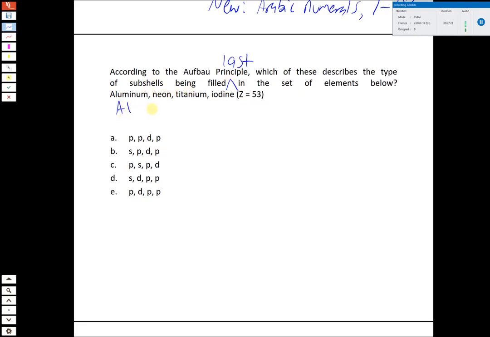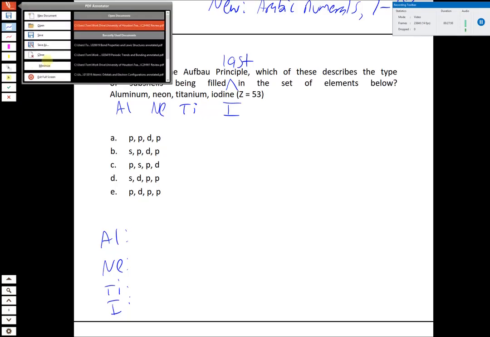Aluminum is Al, neon is Ne, titanium is Ti, iodine is Z is number 53, so we gave you the atomic number. We only expect you to know the first 36, that's why we gave you the atomic number for iodine. The symbol for that is I, so that's what we're going to look at on the periodic table, these four elements. And we just need to figure out, for these four elements, what is the last subshell that is filled, and that's from their location on the periodic table.